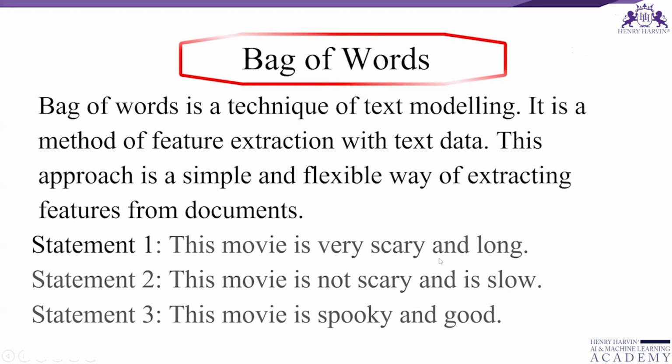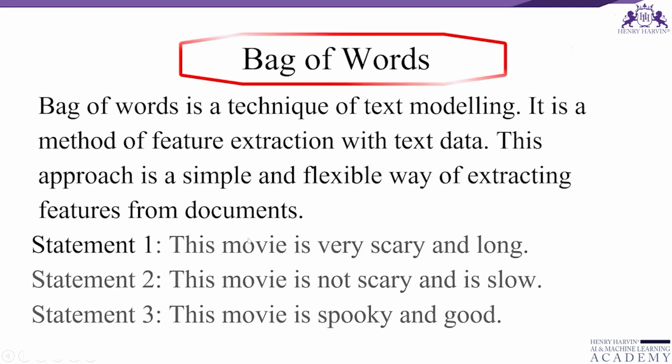This looks very scary and long in the sense. Sometimes we can think of that as a negative statement, and here, "not scary and slow" also looks like some kind of negative statement. This looks like a positive statement. So how are we going to make the machines understand whether the review is positive or negative, right?